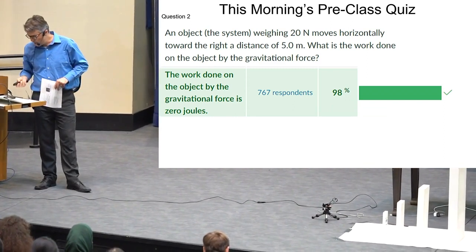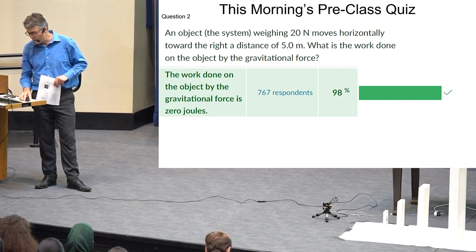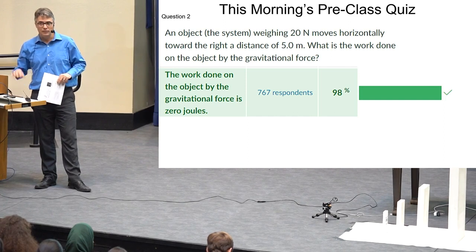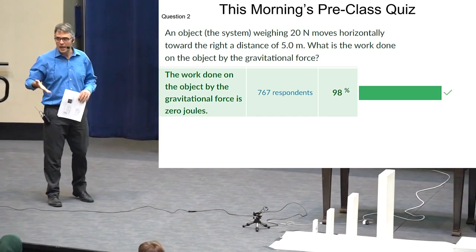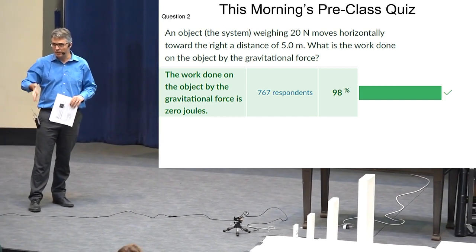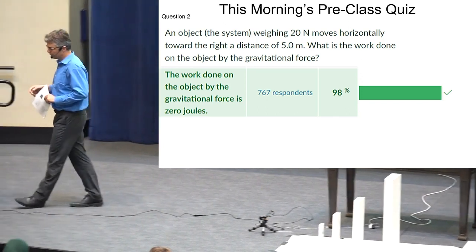An object weighing 20 newtons moves horizontally towards the right a distance of 5 meters. What's the work done by the gravitational force? So we're going to talk a little bit about this as well, but when that lady was carrying the briefcase or something, if there's a force which is perpendicular to a displacement, then it does 0 work.